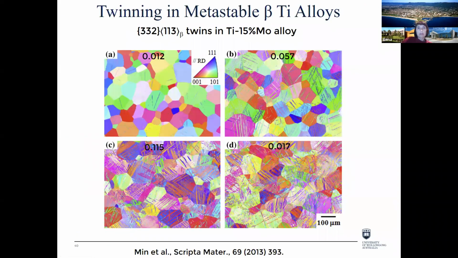Okay, let's talk about twinning. We could see here an example of formation of {332}<113> twins in titanium-15 moly alloy. So this is a pretty stable beta phase condition, and mostly it was reported only twinning in this material, as it was done by Min and others.